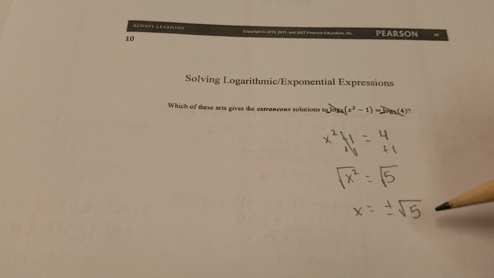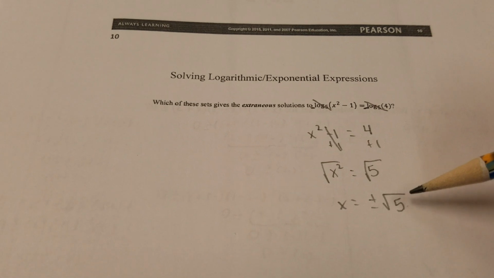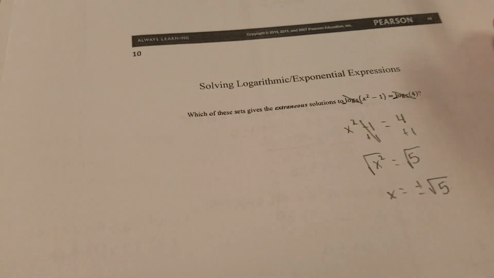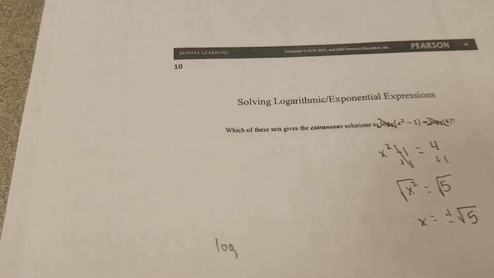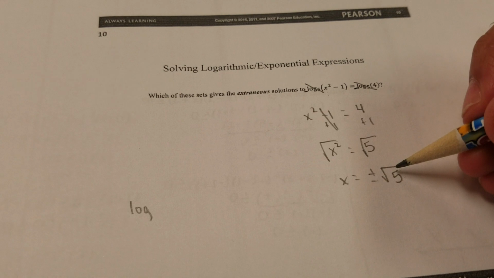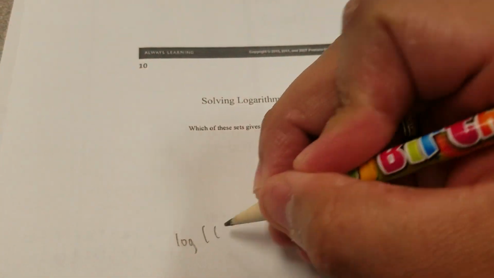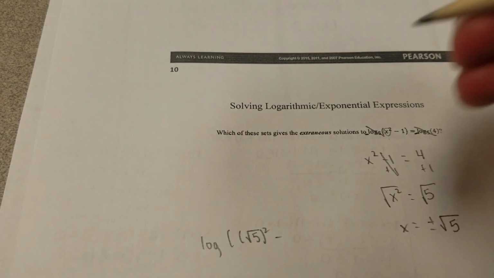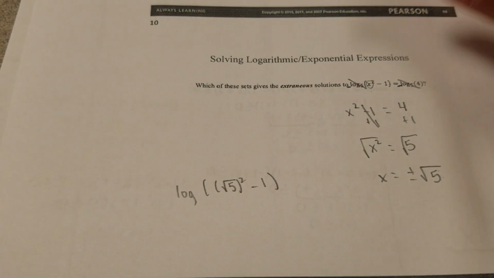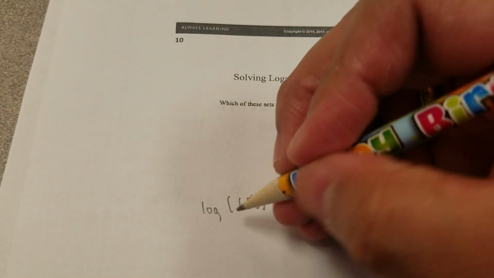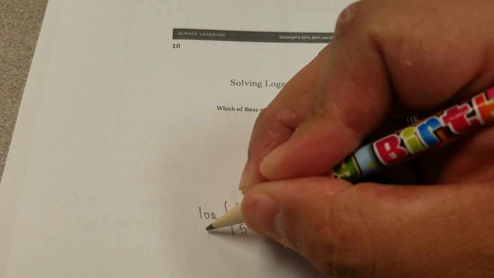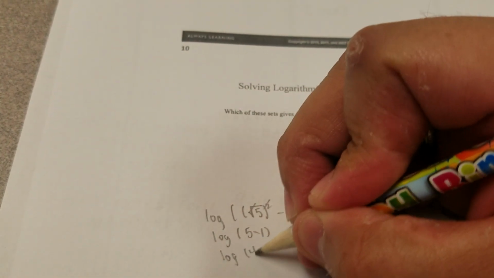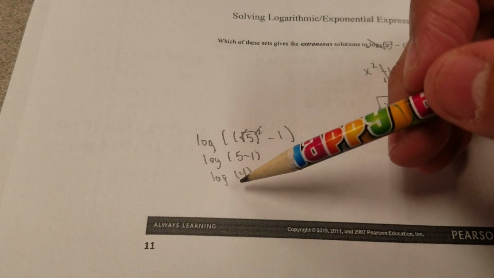And now, again, guys, I can't have negatives inside my log. So I'm going to see if I plug this number in for x, if it makes a difference. I'm going to plug in first, since I have both answers, positive square root of 5 and negative square root of 5. So I plug in for x, positive square root of 5 squared. The squares cancel, so I'm left with 5 minus 1, and 5 minus 1 is 4, which is okay, right? There's a positive number inside the log.